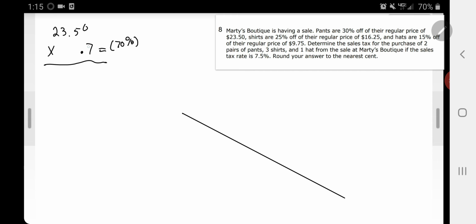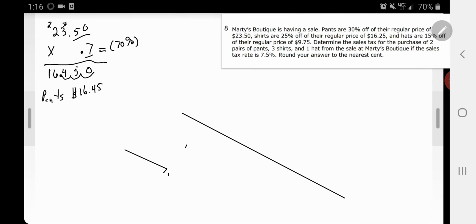So 7 times 0 is 0. 7 times 5 is 35. 7 times 3 is 21 plus 3 is 4. 7 times 2 is 14 plus 2 is 16. So we see 2 decimals plus 1, so we're going to move this 3 times. 1, 2, 3. So it looks like the pants are $16.45 a piece.